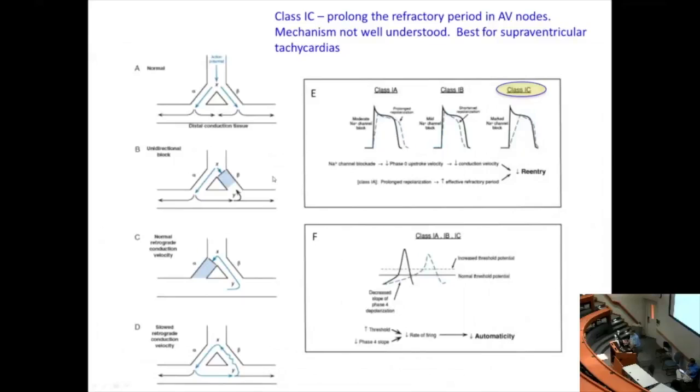All right. So now we're going to talk about the class 1C sodium channel blockers. Don't sit down, this won't take long. In addition to all the normal sodium channel effects, the 1C increased the refractory period in the AV node. So that means it widens this action potential and keeps it depolarized longer, which means if you have a supraventricular arrhythmia like atrial fibrillation, it makes it harder for those action potentials to get through the AV node and excite the ventricle. So they can be effective for these kinds of arrhythmias.